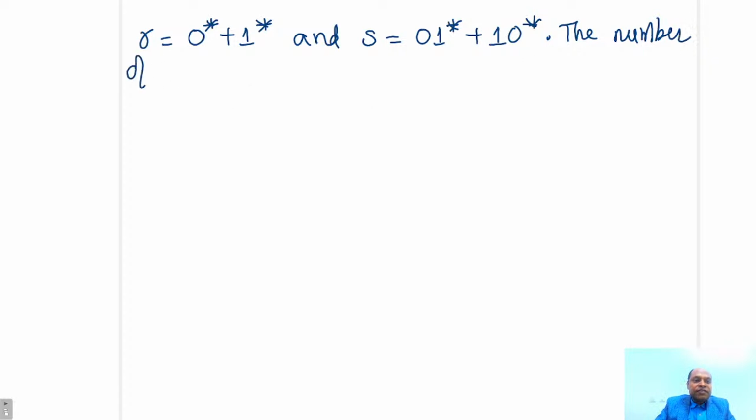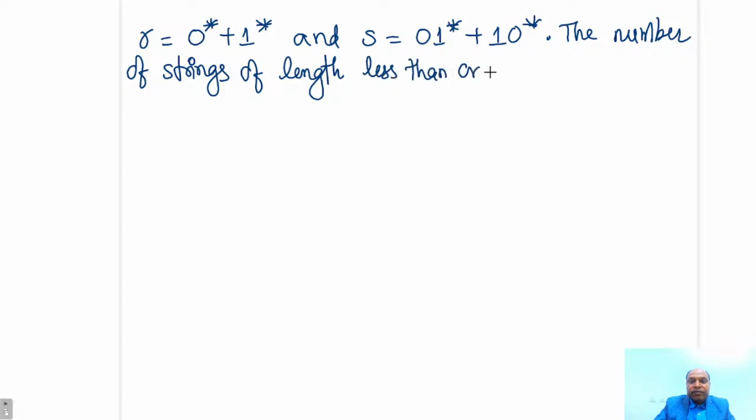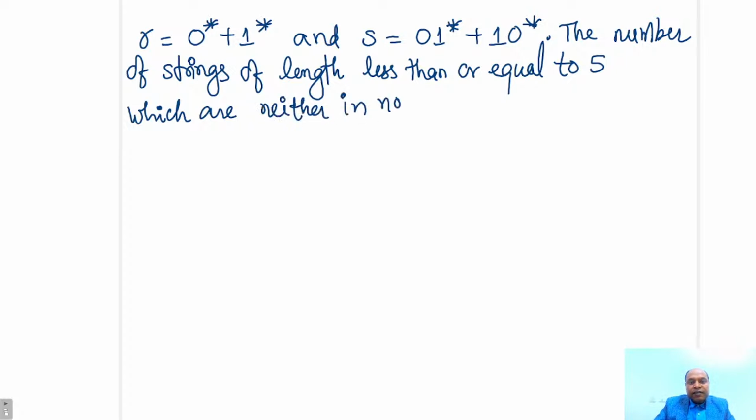the number of strings of length less than or equal to 5 which are neither in R nor in S. Okay, so we need to identify.